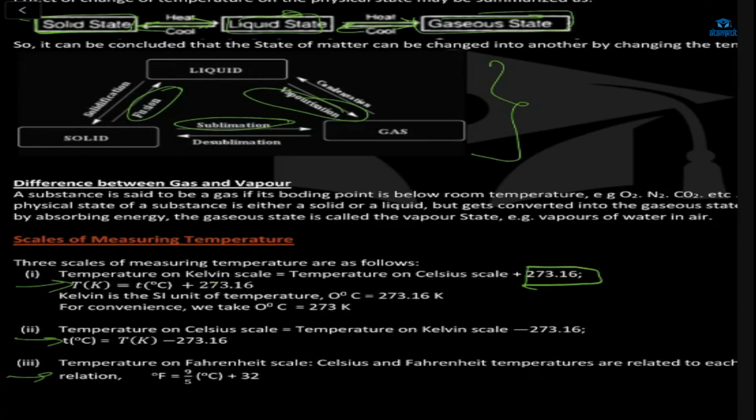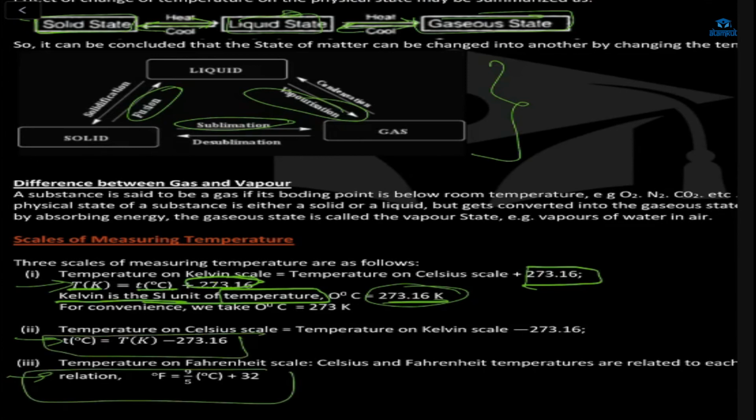Okay. So here TK is my Kelvin, TC is Celsius. It's written here also. Kelvin is the SI unit of temperature. For example, 0 degrees Celsius is 273.16 Kelvin. Now this number you guys have to memorize a little, that 273.16 is Kelvin, and these 3 formulas you guys have to memorize by heart.